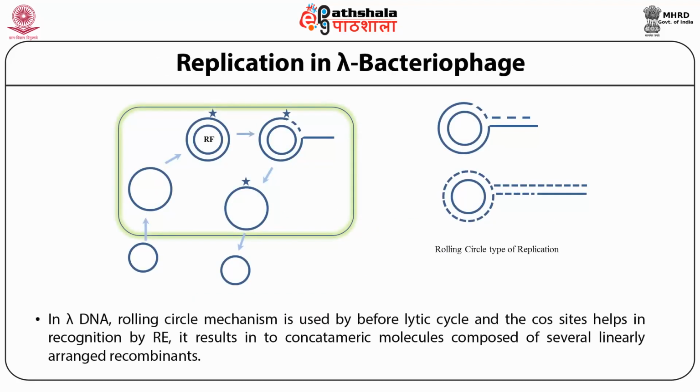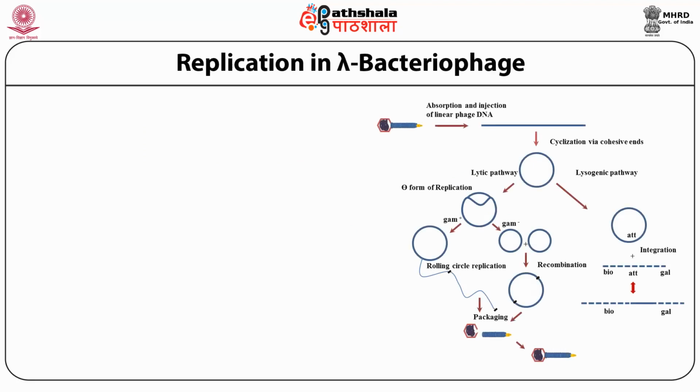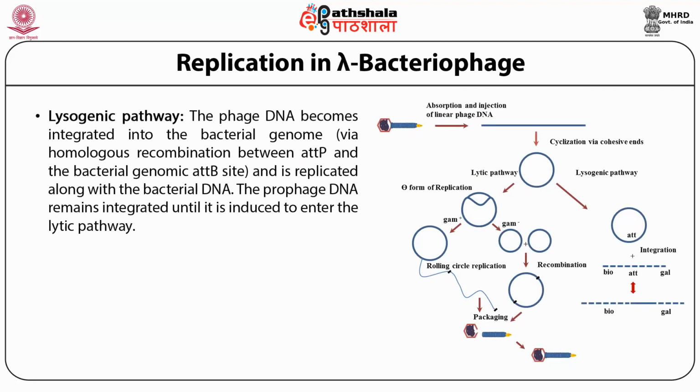In lambda DNA, the rolling circle mechanism is used before the lytic cycle, and the cos site helps in recognition by RE, that is recognition elements. It results in a concatameric molecule composed of several linearly arranged recombinants having several cos sites. Replication in bacteriophage. Lysogeny pathway.